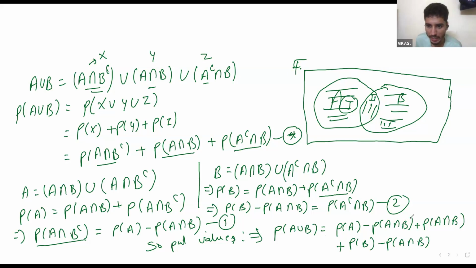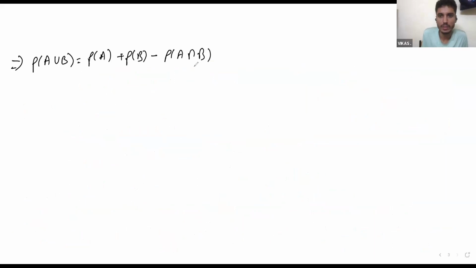Okay, so you can see that the probability of A intersection B is cancelled out, and the remaining part is this. On the left hand side this is the one, and on the right hand side these are the three terms that are remaining. So I am just writing down those three terms. When I write that, then I can write probability of A union B is probability of A plus probability of B minus probability of A intersection B. So these are the only things.